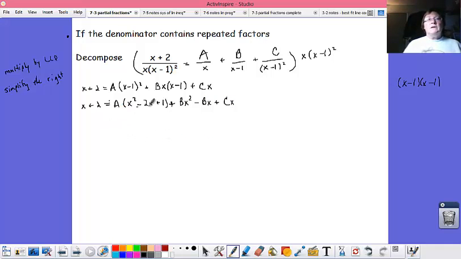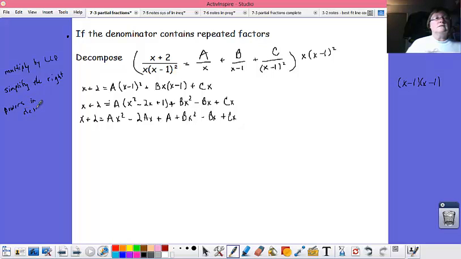All right, we have to distribute here. We're still not simplified. So x plus 2 will equal Ax squared minus 2Ax plus A plus Bx squared minus Bx plus Cx. The next step calls for us to write the powers in descending order, so that we can equate what goes with what.